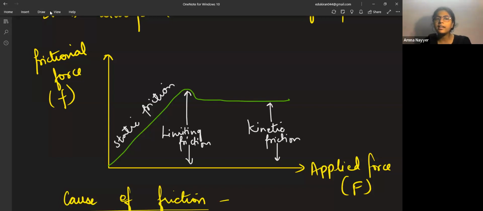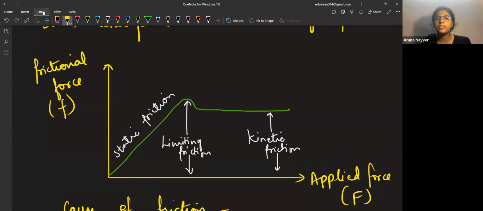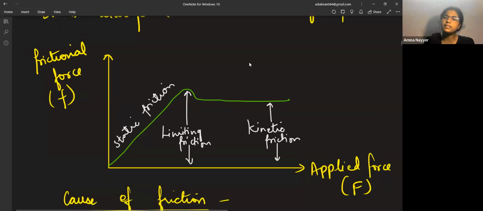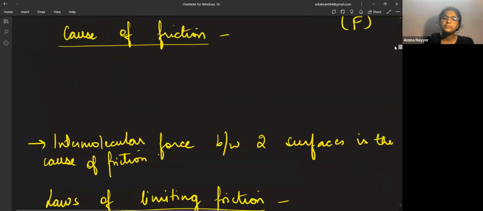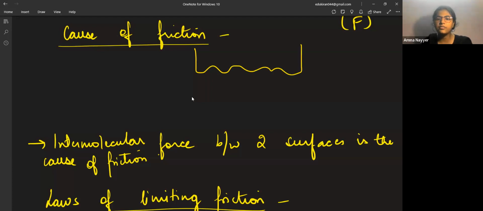friction. And regarding the causes of friction which are mentioned, we have already discussed the cause. If one surface, it is actually like this, the edge of one surface and the edge of another surface is like this.